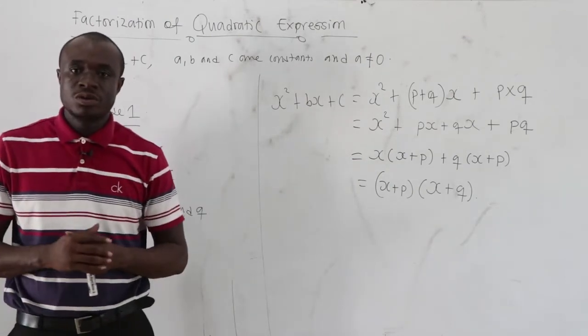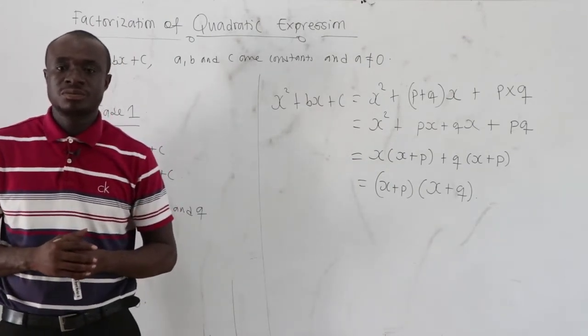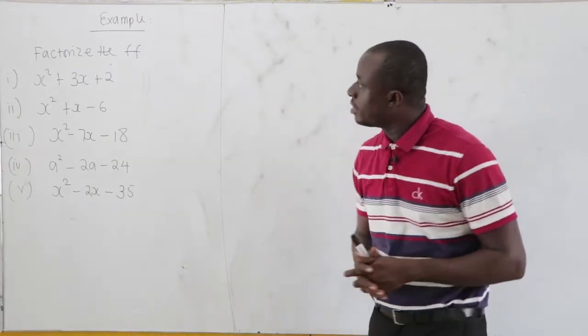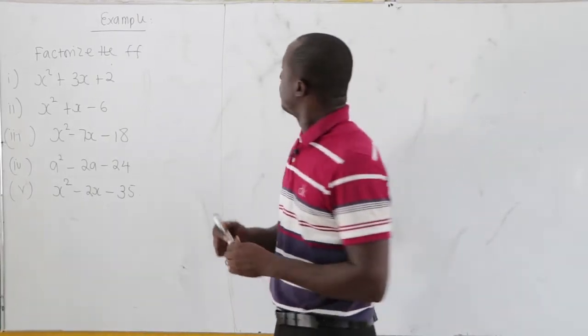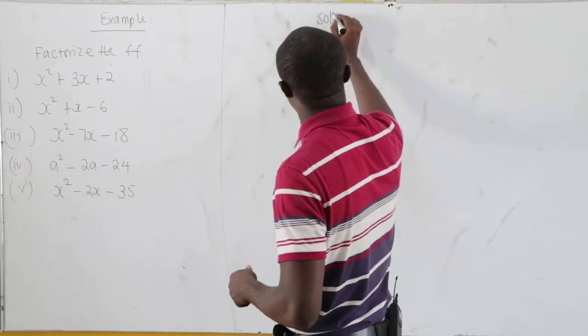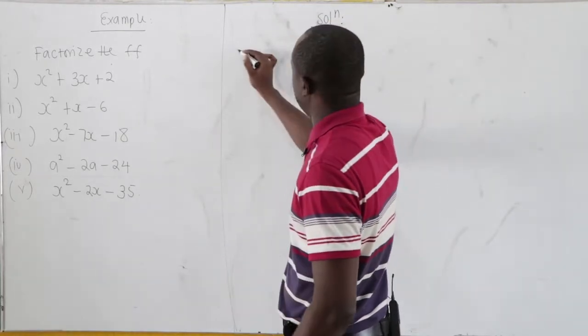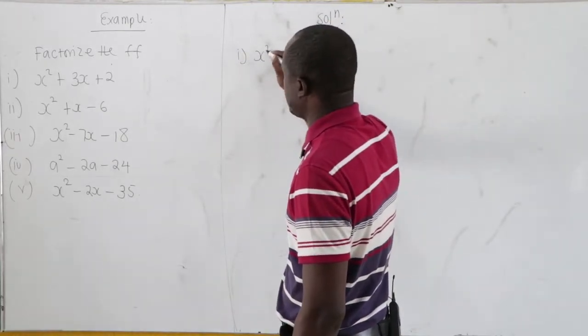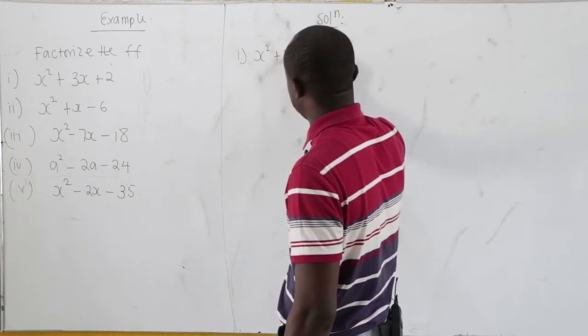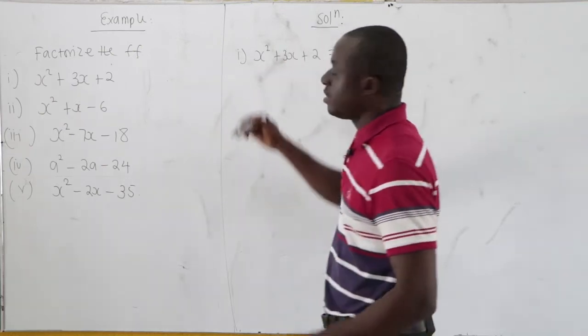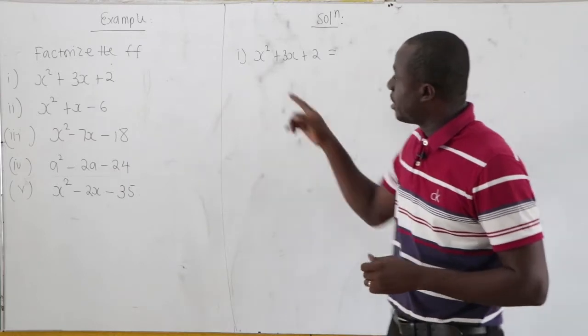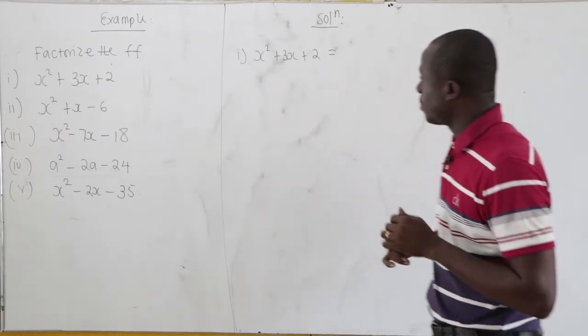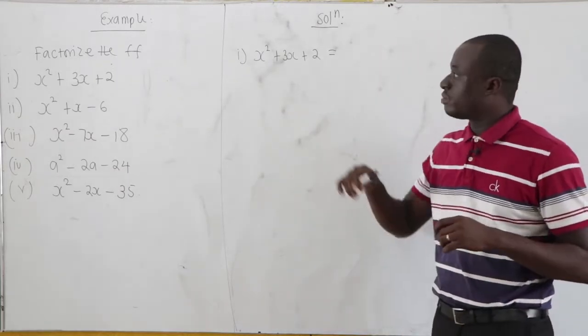Now let's continue with some examples. Let's consider the factorization of the following. The first one, we have x squared plus 3x plus 2. Clearly you can see this is case 1, where the coefficient of x squared is 1. So we need two numbers that, when you multiply, you get 2.